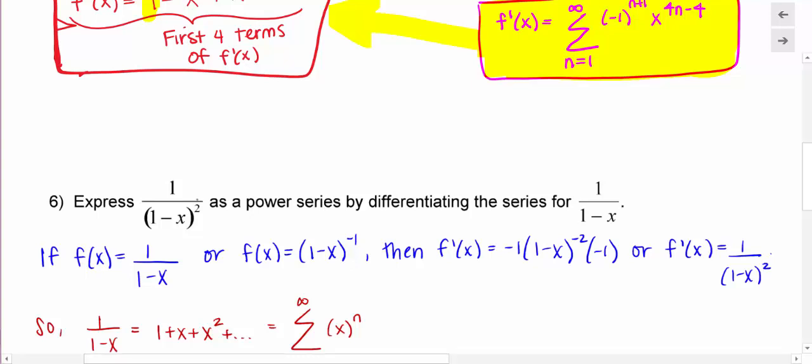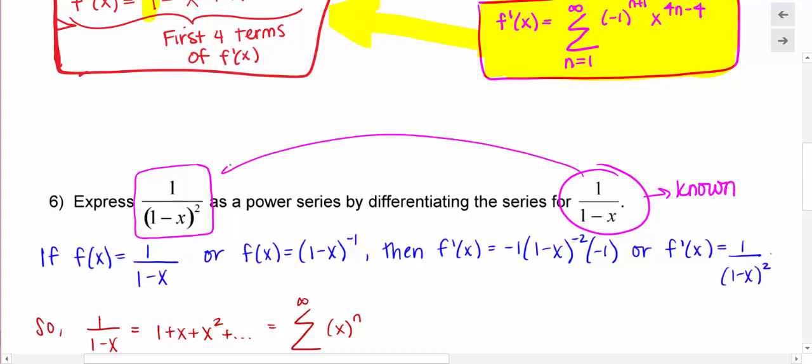So I want to express 1 over the quantity 1 minus x, that quantity squared, as a power series by differentiating this known series. So again, here's my known or old series, and I want to see how I can use that one to get the new one. Okay. Well, it says by differentiating, so I'm just going to kind of prove it here.